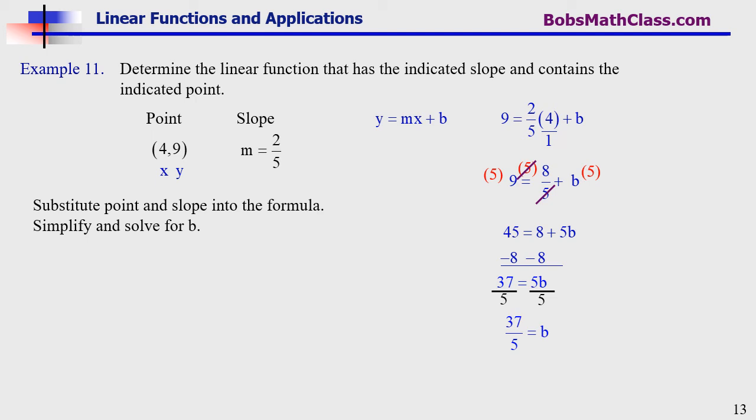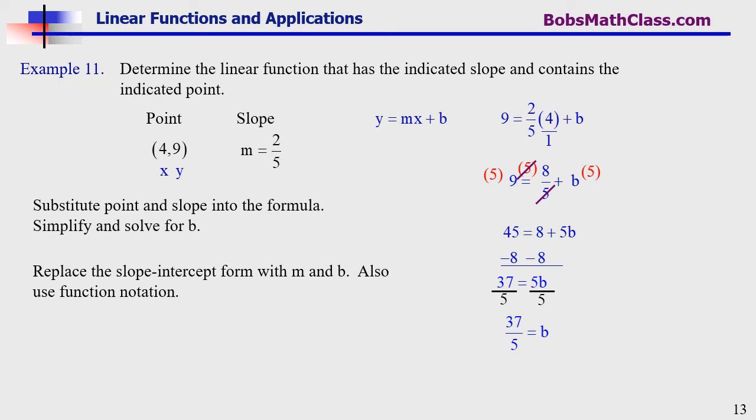So b equals 37 over 5. Okay, so now to write our answer, we have m is 2/5. So replace m with 2/5. Replace b with 37 over 5. And instead of using y, we're going to use f of x. So there's our answer. F of x equals 2/5 x plus 37/5.